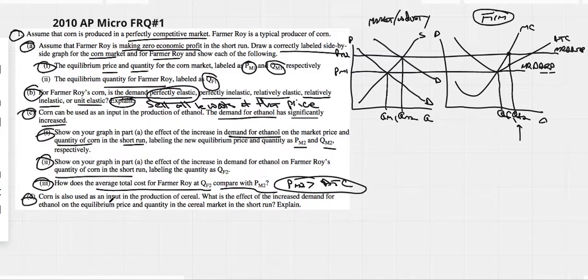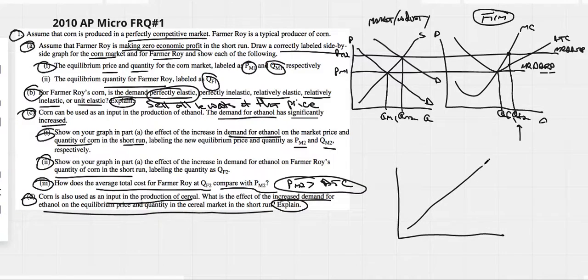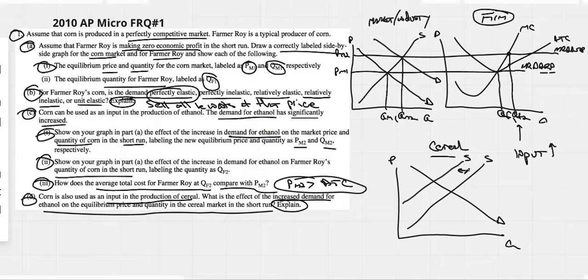Corn is also used as an input in the production of cereal. What is the effect of the increased demand for ethanol on equilibrium price in the cereal market? Explain. So here we have cereal. And we know that corn is an input to cereal. So if input costs go up, right, wouldn't we have planned? It should make sense that there would be less supply of cereal as the cost of corn goes up.